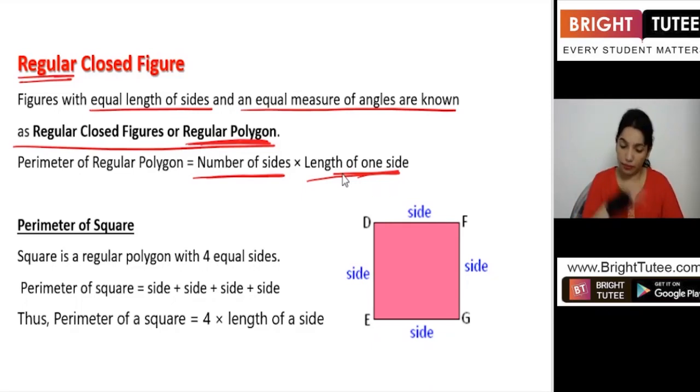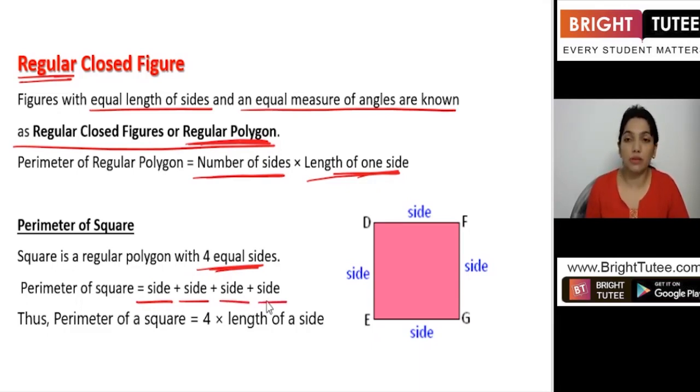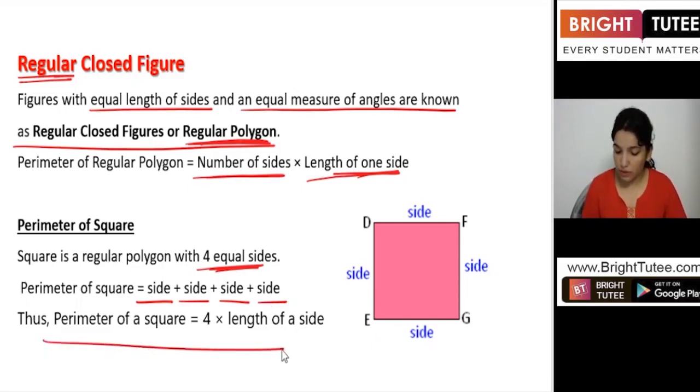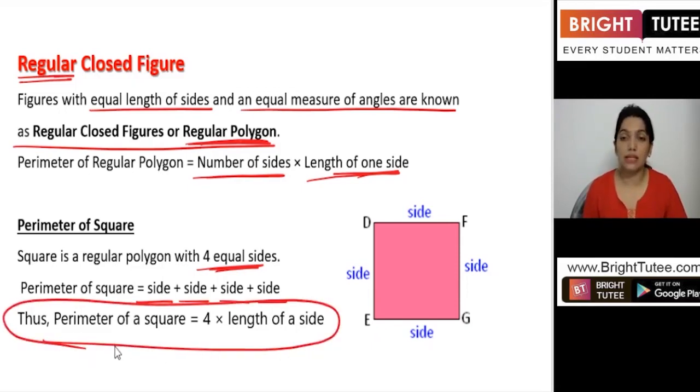This is the formula to calculate the perimeter of a square. A square is a regular polygon with 4 sides, and each of these sides is equal to the others. So the perimeter of this square, we can write as each side added together, but as all the sides are equal, instead of writing side plus side plus side plus side, we can simply say 4 times the side. So the perimeter of a square is 4 times the length of the side.